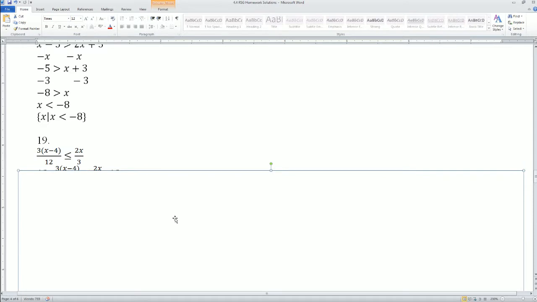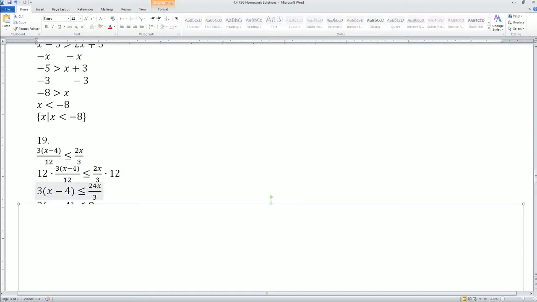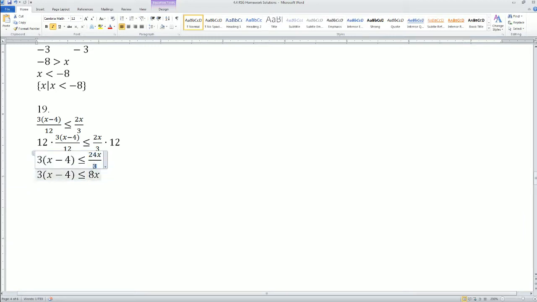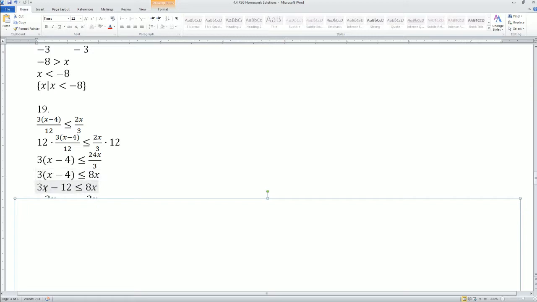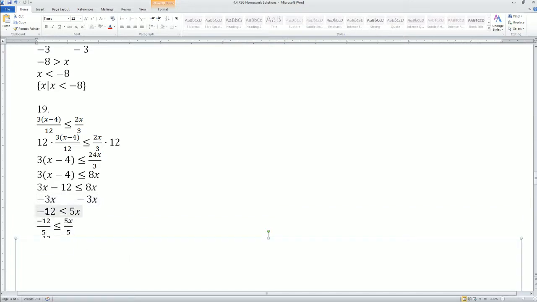9. Here's your weird equation. Multiply by 12 to both sides because that is divided by 12. On the right hand side, the 24 divided by 3 becomes 8. Okay, here you go. Distribute. 3 times x is 3x. 3 times 4 is 12. Minus 3x to both sides. Negative 12 is less than or equal to 5x.